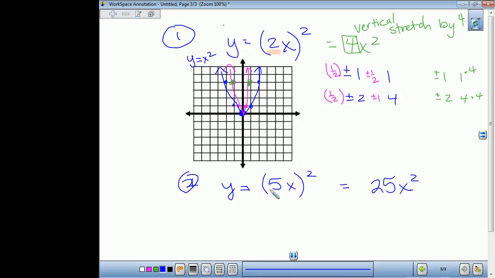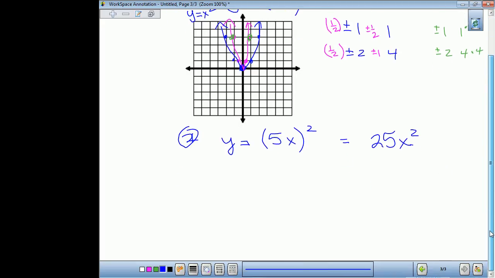The only way I would graph this, it's just ugly. Because if we go over 1, we have to go up 25. So we're going to skip graphing that one, and we're going to graph the next one.